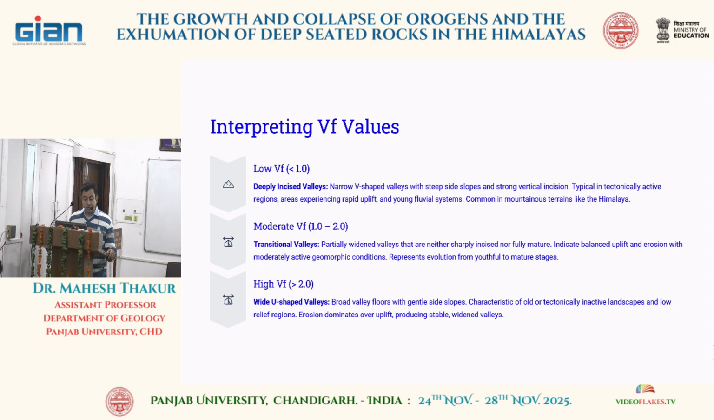High VF values: if the VF value is more than 2, wide U-shaped valleys, with broad valley floors and gentle side slopes, characteristic of old or tectonically inactive landscapes and low relief regions. Erosion dominates over uplift, producing stable widened valleys. So if we have U-shaped valleys, that means erosion has taken over in that valley, and that has produced stable and widened valleys.